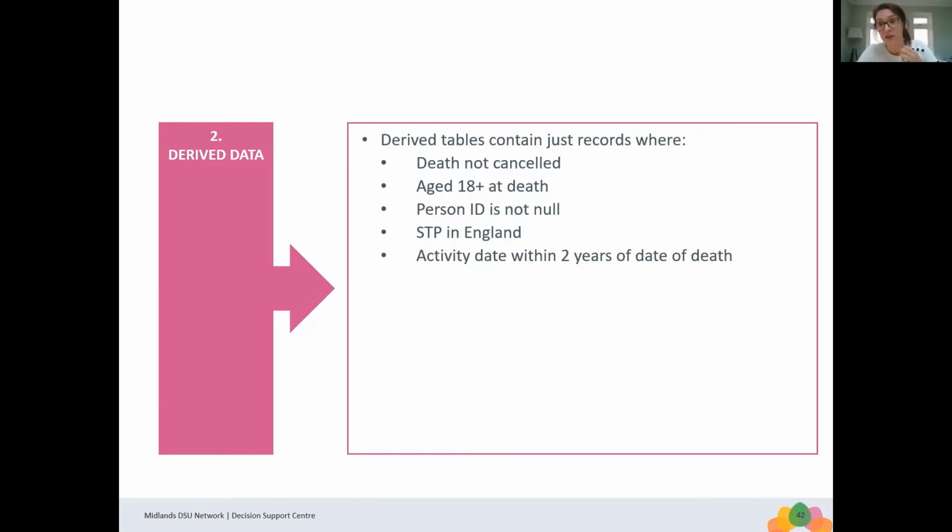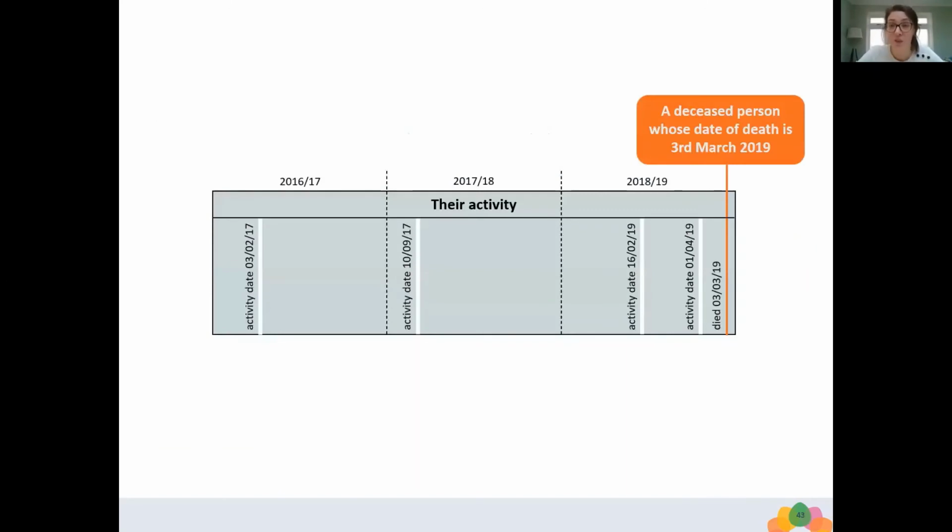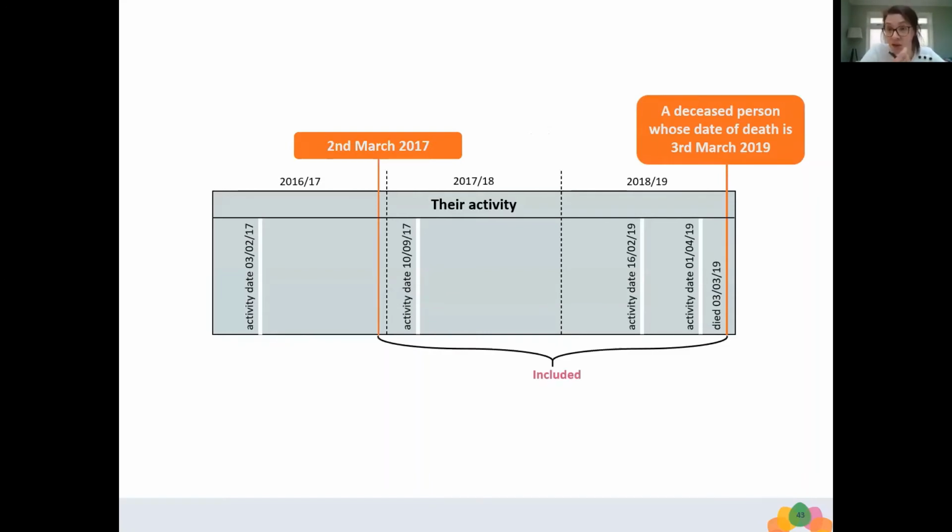And just to help me explain that well enough, I've got here a completely fictional example where there's activity across a 3-year period. In my fictional example, the person died on the 3rd of March 2019. So in the derived tables, the 2 years goes back to the 2nd of March 2017, and what's included in the derived tables is the activity that falls in this range. And what's excluded will be activity that takes place more than 2 years before death.